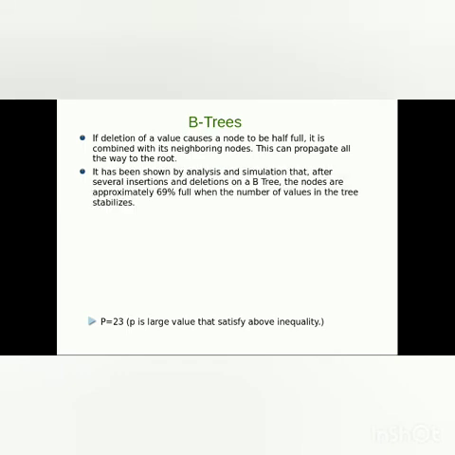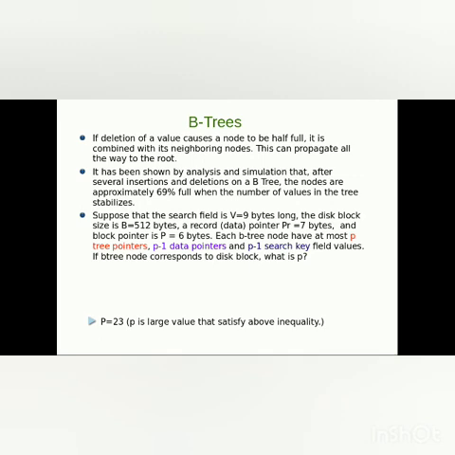It has been shown by analysis and simulation that after several insertions and deletions on a B tree, the nodes are approximately 69% full when the number of values in the tree stabilizes. This is an analysis, and by simulation it has been shown that after several insertions and deletions, in the case of a B tree, it is 69% full.